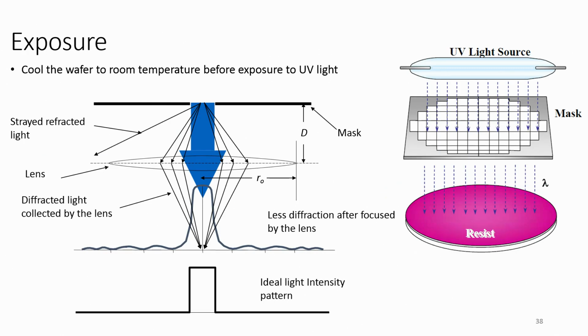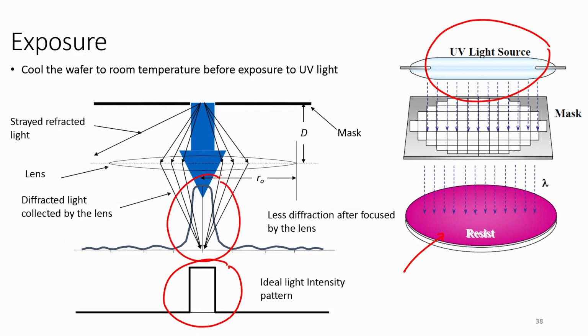After soft baking, we have to align the mask. First, load the mask and then align it with the spin coated wafer, right. After you align the mask, what do you perform? You perform UV exposure. So, you should have a UV light source. The ideal intensity pattern should be like this. However, the UV intensity on the wafer is somewhere like this.